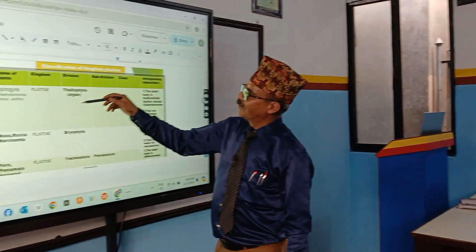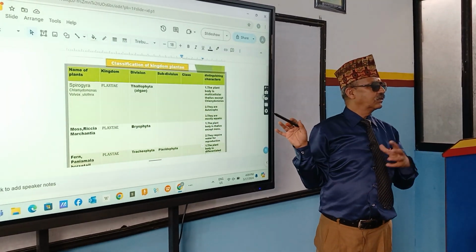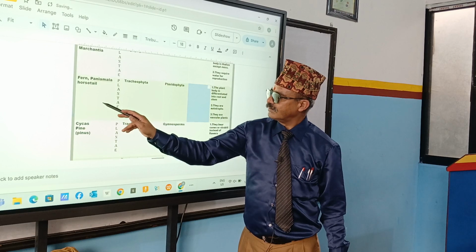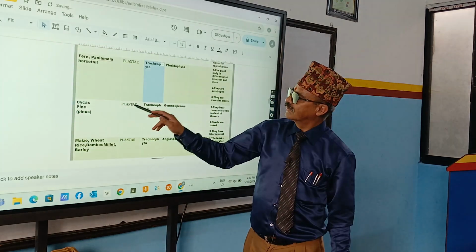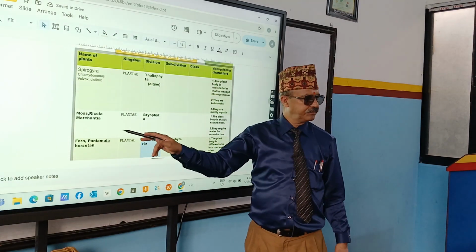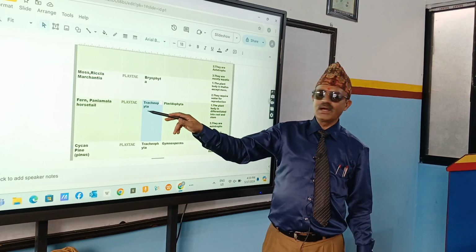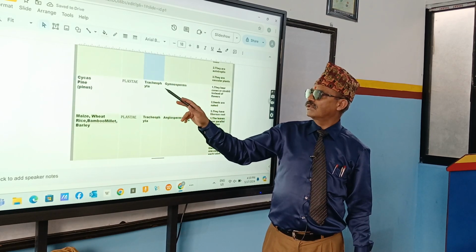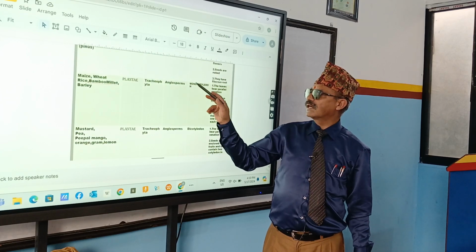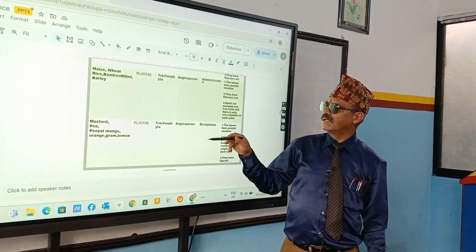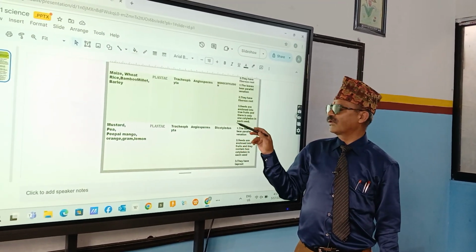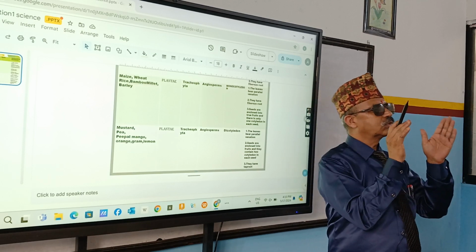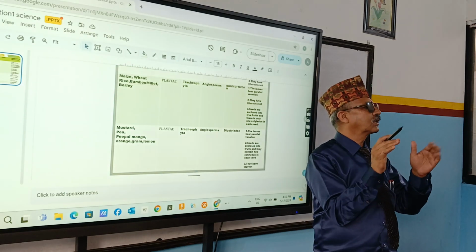Very good. See? So in a chart, everything is explained here. Spirogyra of algae, moss, Riccia, Marchantia of Bryophyta, fern, horsetail of Pteridophyta, Pinus of Tracheophyta, Gymnosperm, maize, wheat, Tracheophyta, Angiosperm, monocotyledon, and mustard, pea, peepal, mango, orange, gram, lemon of dicotyledon. Everything is given. Kingdom, division, then subdivision if there is, class, and distinguishing characteristics.